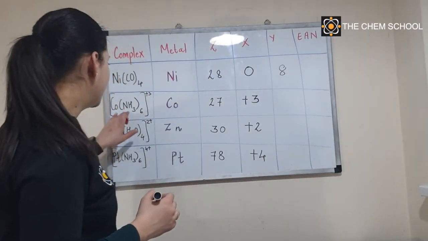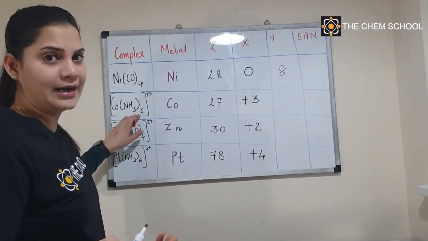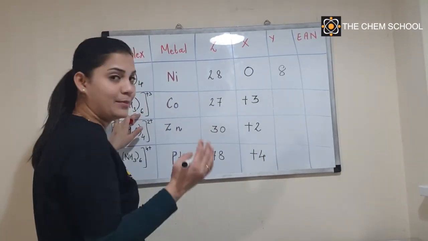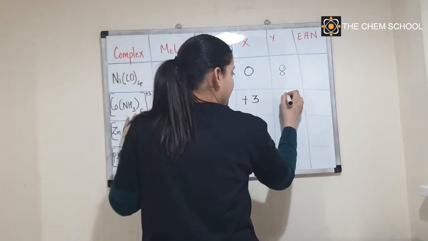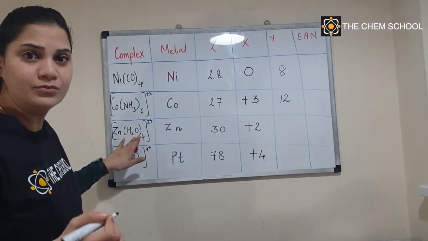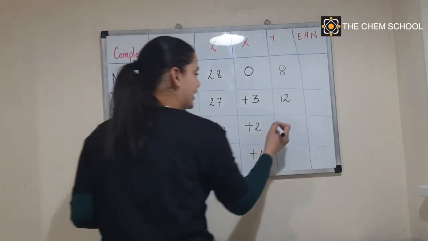Right? Next one. Here, ammonia is again a monodentate ligand. So you have 6 directly multiplied by 2. Sorry, 6 multiplied by 2. So you have electrons, which is nothing but 12. Next, water is again a monodentate ligand. So 4 into 2, you will have 8 electrons.